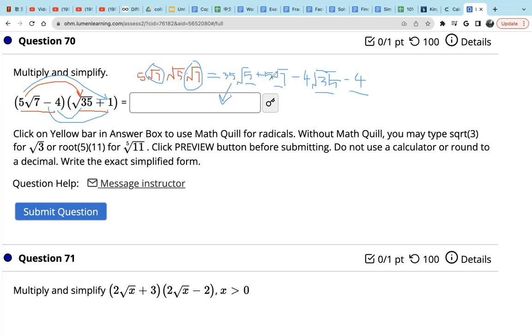35 radical 5 plus 5 radical 7 minus 4 radical 35 minus 4.